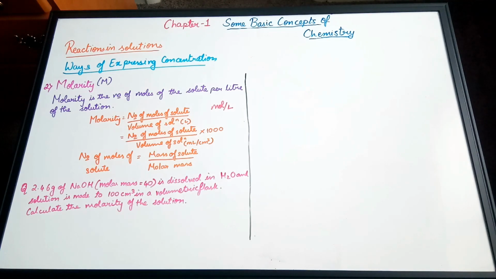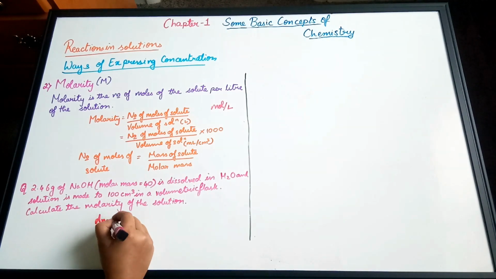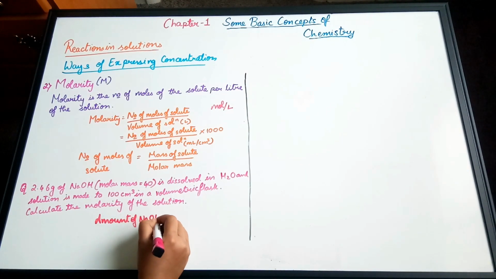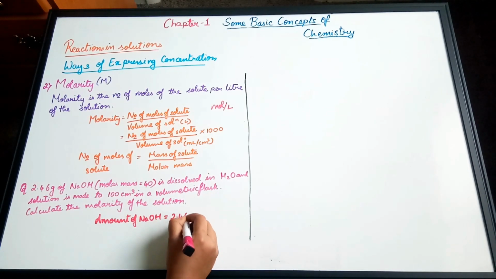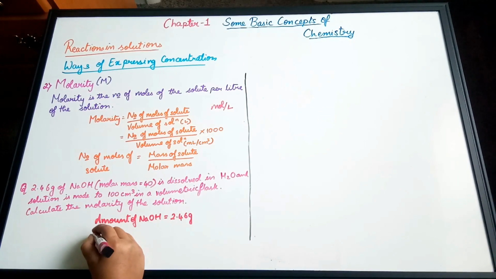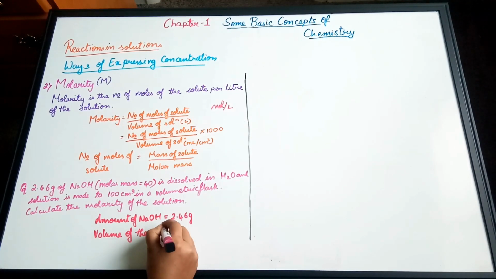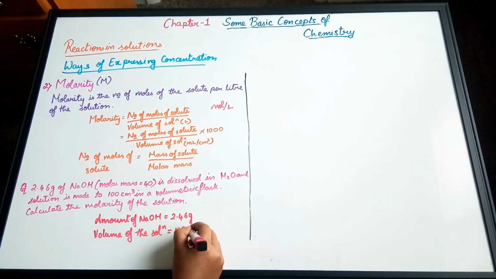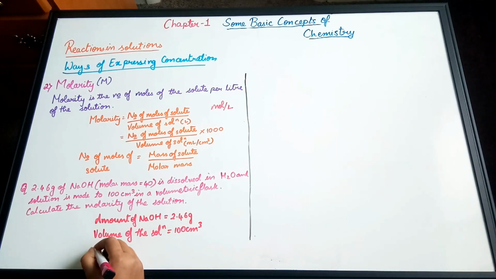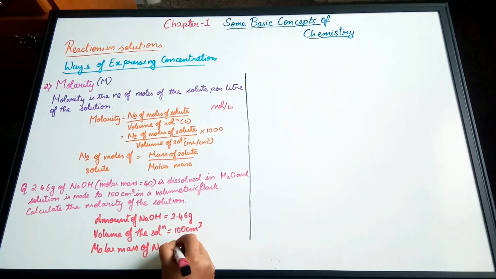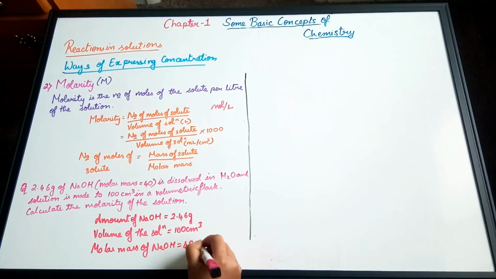So first let's write down whatever is given. The amount of NaOH is given, that is 2.46 grams. So this is nothing but the mass. We've been given the volume of the solution, which is equal to 100 centimeter cube, and we've also been given the molar mass of NaOH, that's equal to 40 grams per mole.